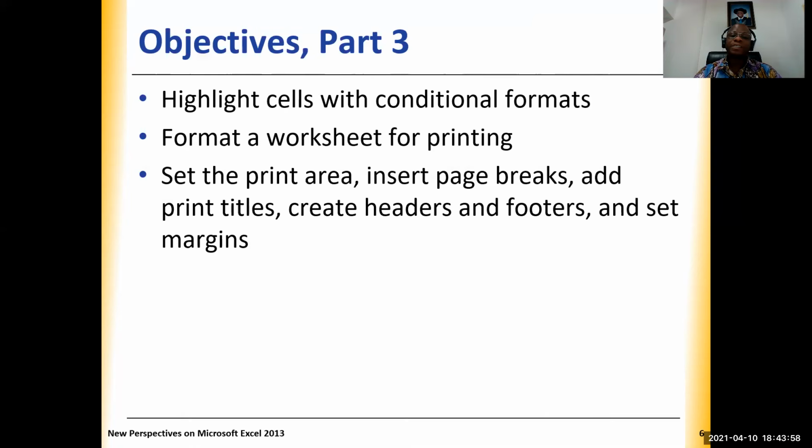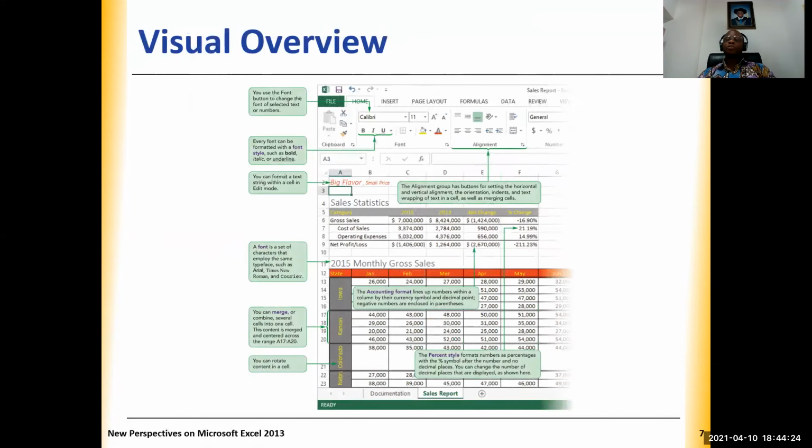Also, how you highlight cells with what you call conditional formatting. That's a very powerful feature. And then you format a worksheet for printing, and also how you set the print area. I introduced you to the page layout and the view, where you saw the page break, and then you also saw the page layout view, and so on and so forth. So set the print area and set page breaks, add print titles, create headers and footers, and set the margins. All these things are things that you can do on your own.